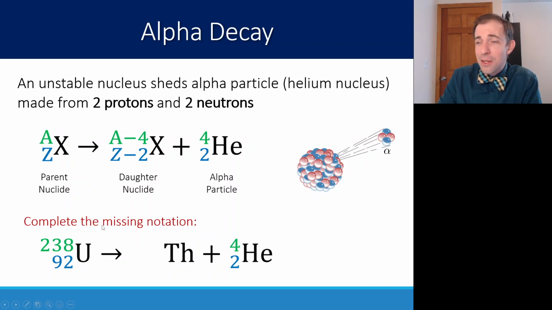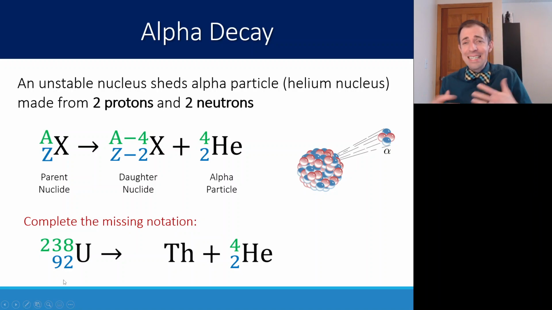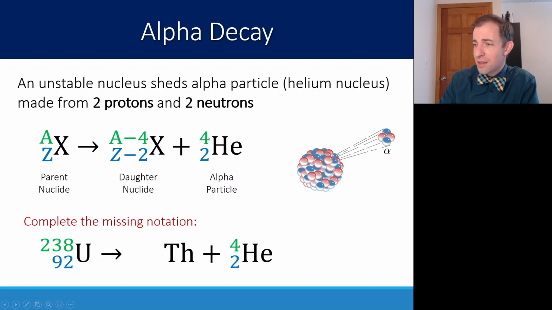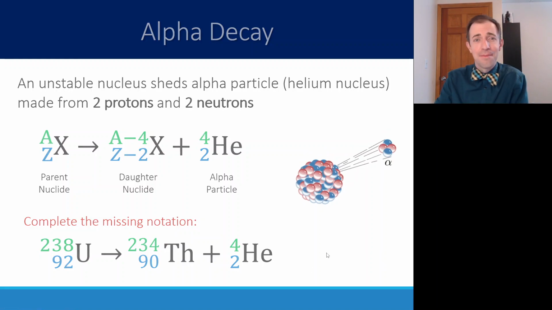An easy way to do this is to look at the numbers. If I start with uranium, uranium is 238, 92. My mass number has to go down by 4, so that 238 goes down to 234. My proton number, my atomic number, goes down by 2, so 92 becomes 90. So uranium 238 turns into thorium, which has an atomic number of 90 and a mass of 234. So that is alpha decay.